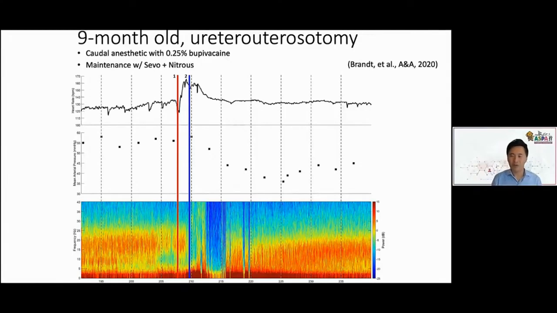And this is in a review article that we published last year in Anesthesiology, Brandt et al., that goes through this case in more detail. So that's an example of how even for a young 9-month-old, you can still use the EEG and monitor changes in slow oscillations, alpha oscillations, to detect changes in level of consciousness.